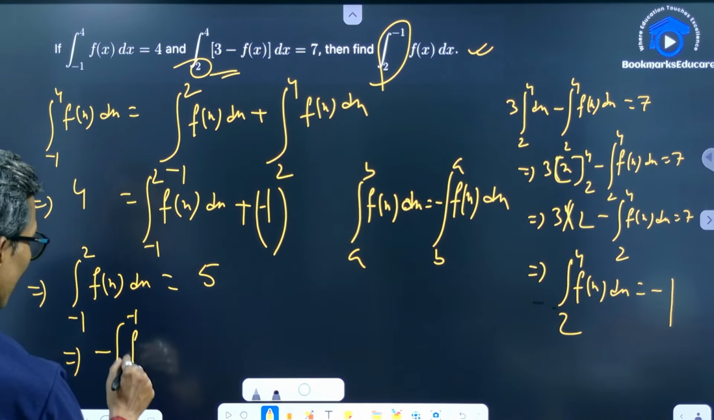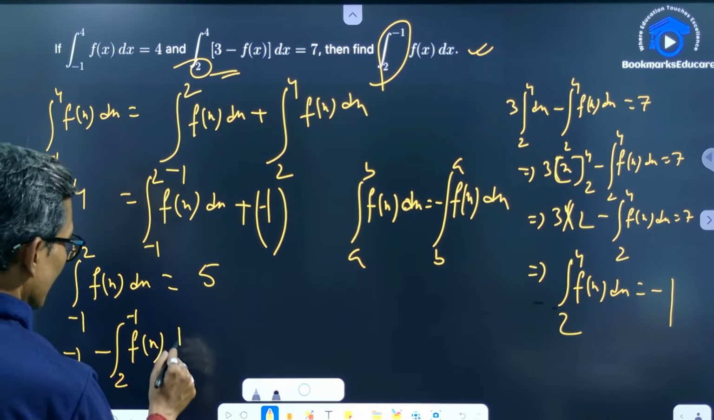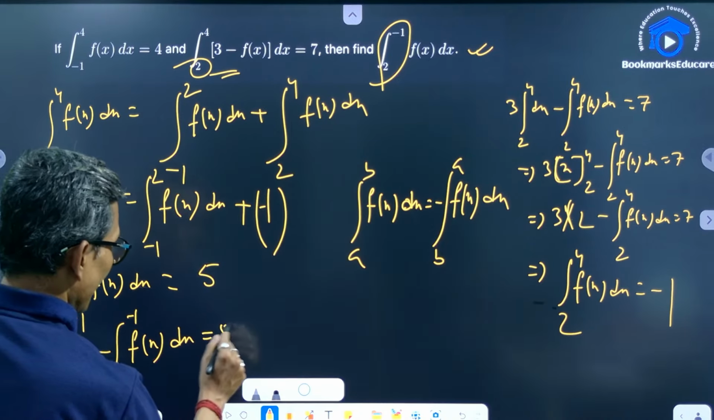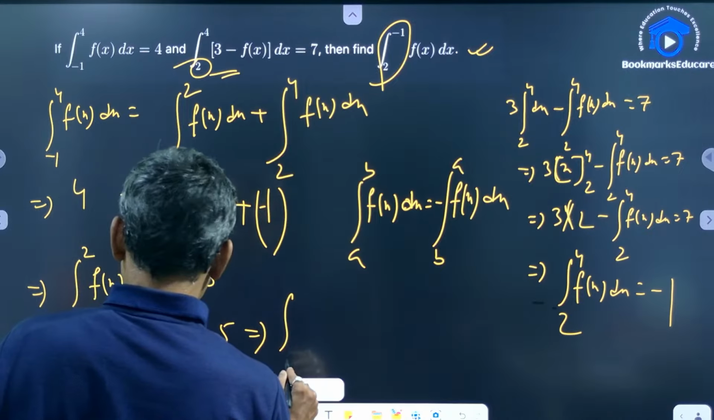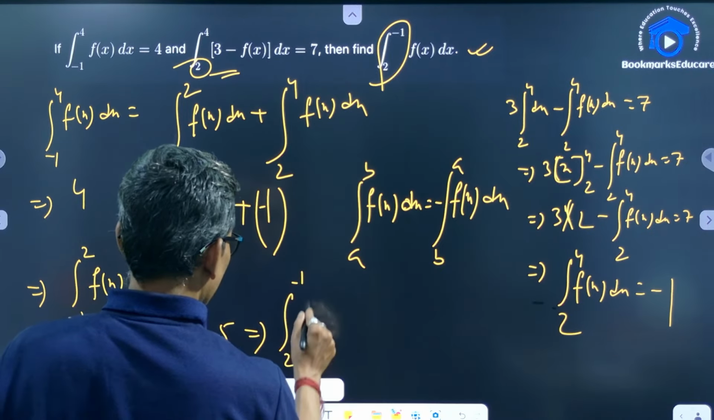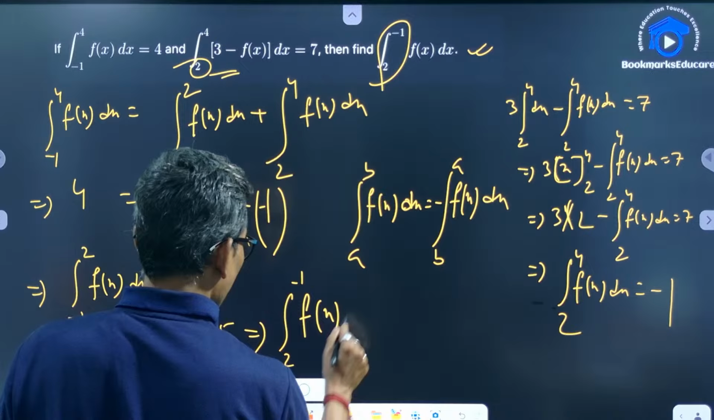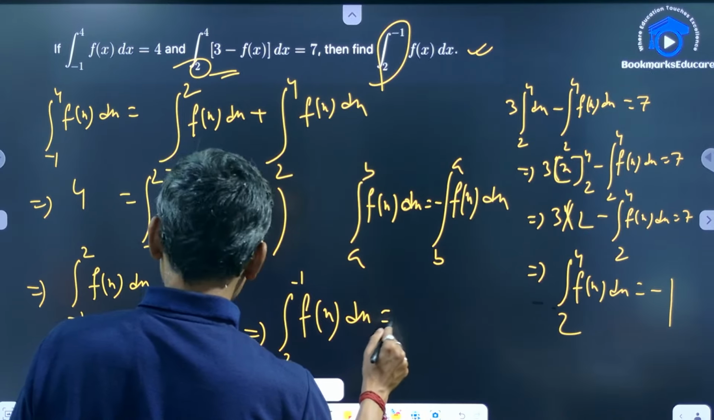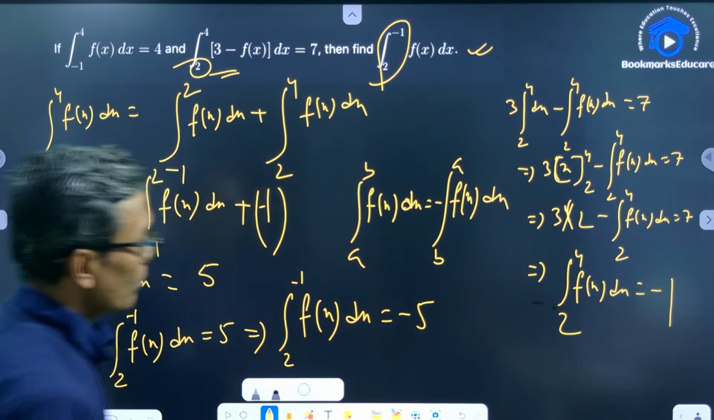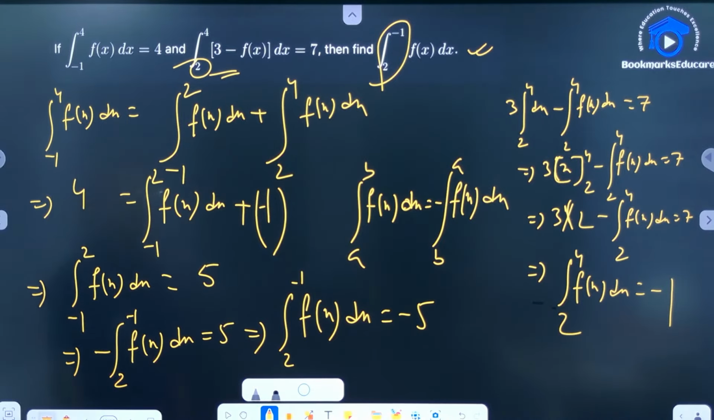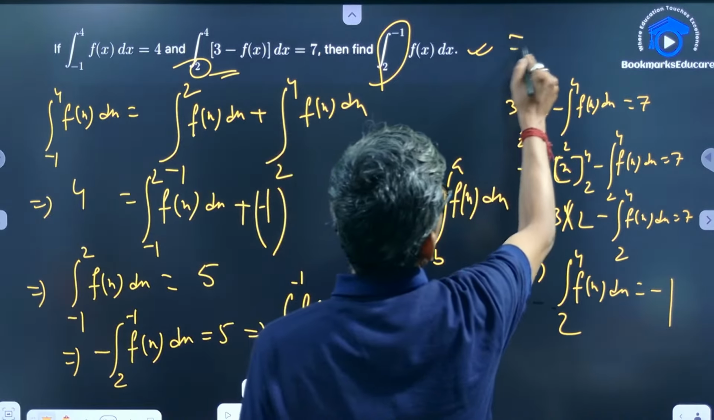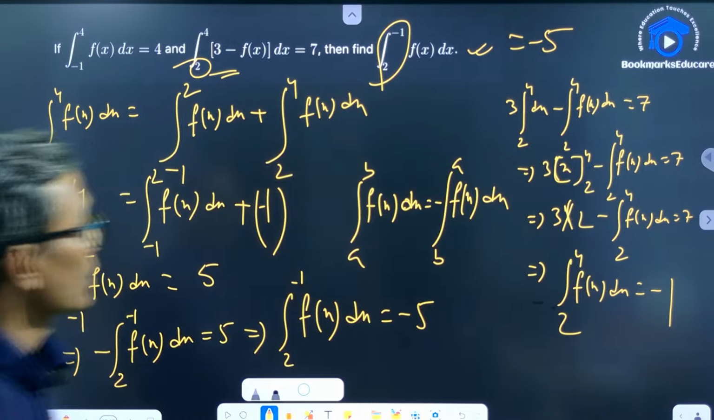सो integral f of x dx is equal to 5. सो integral 2 to -1 f of x, multiplying on both sides by -1, so we get -5. So -5 is the required answer. इसका आंसर होगा -5. क्लियर.